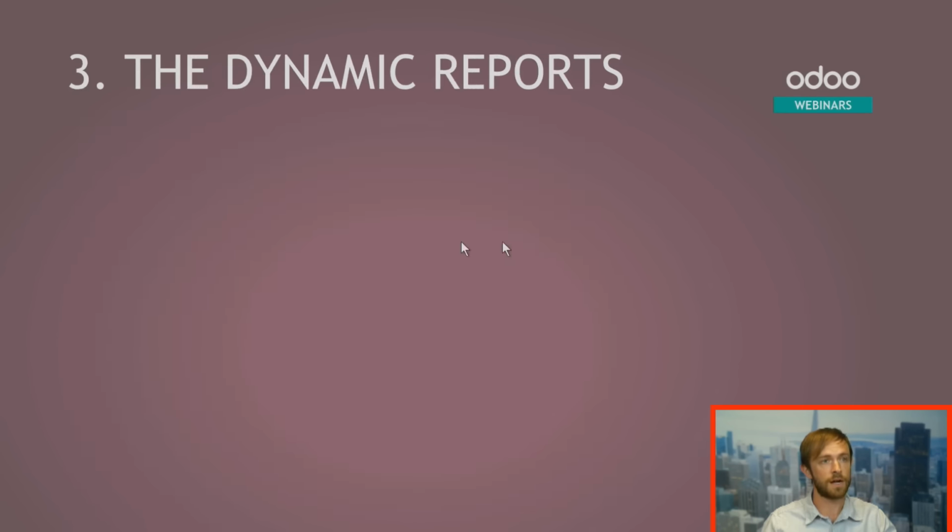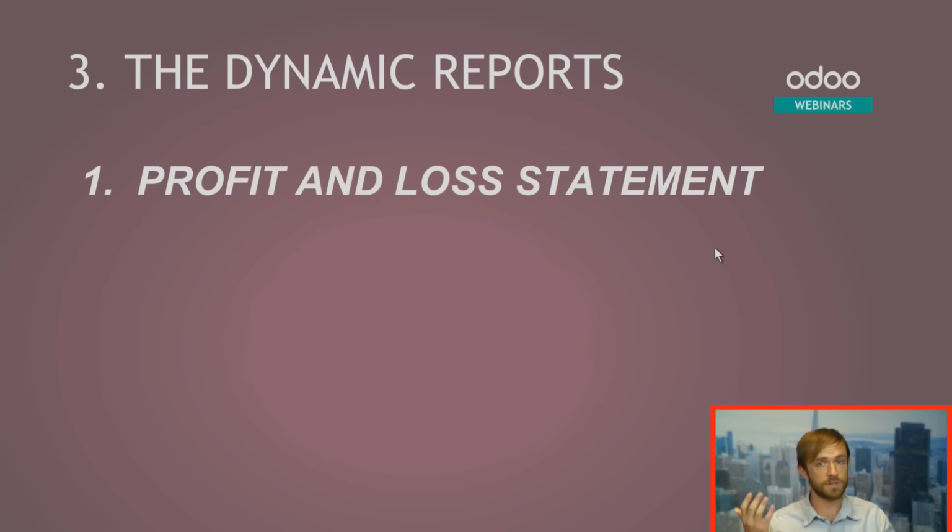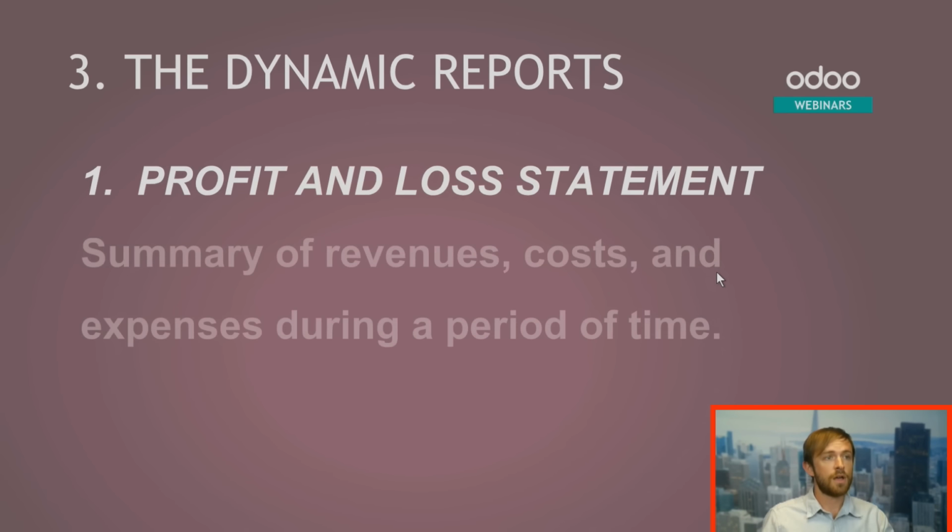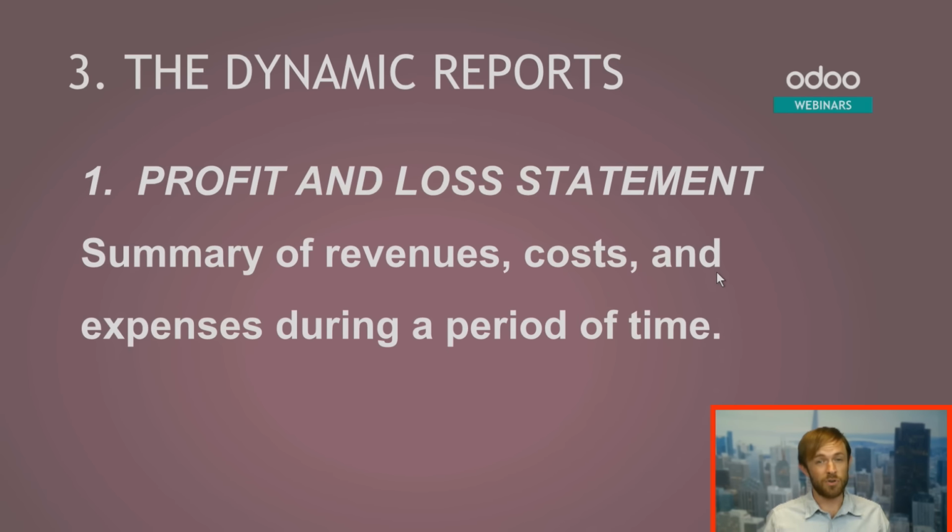So the dynamic reports themselves, like I said, this is going to take up the majority of this webinar. Starting with the profit and loss statement. So profit and loss, if you're new to accounting and if you're CEO and it's not really your department or something like that, just a very basic explanation. It's a summary of your revenues, your costs, and your expenses during a specific period of time. So, there's a starting range, there's an ending range to it, and you'll see the summary of these things.